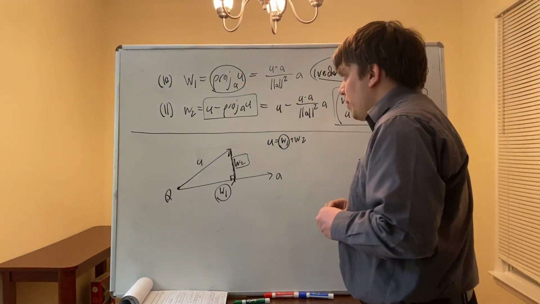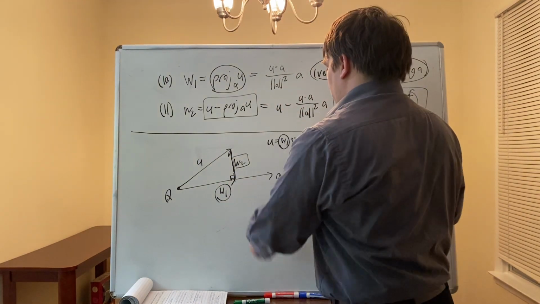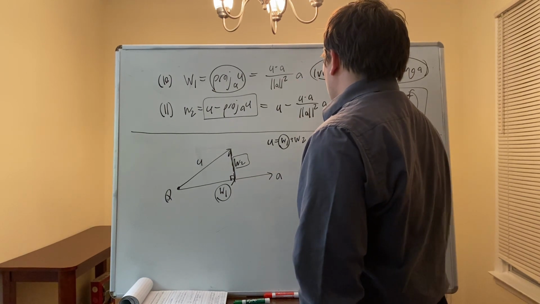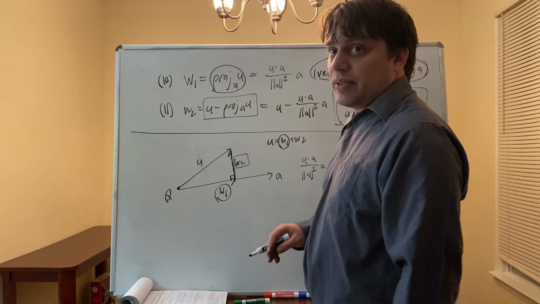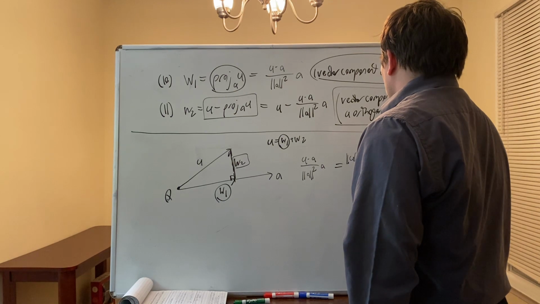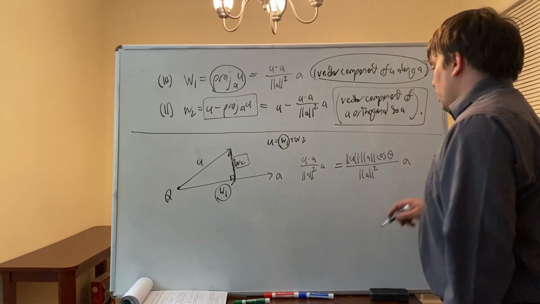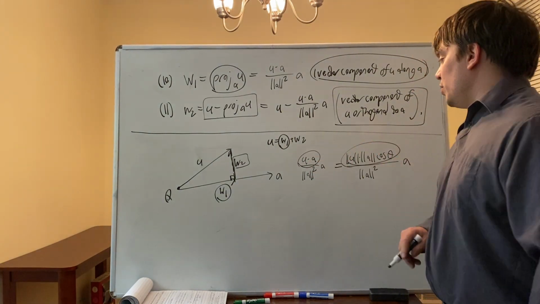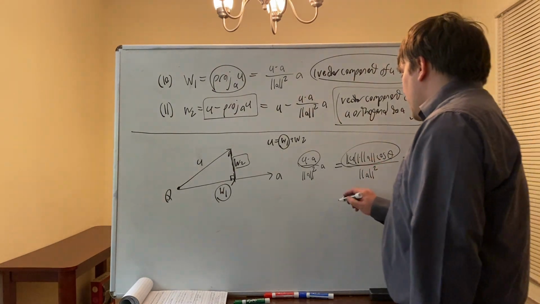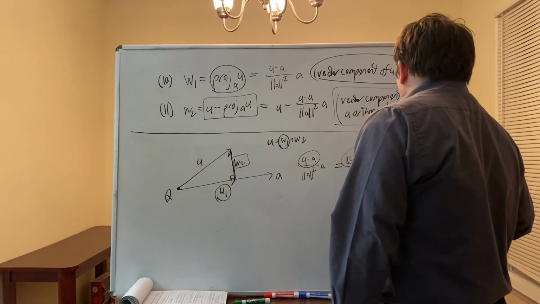Maybe I'll show you why that is. For w1, let's look at what (u dot a over the norm of a squared) times a is. Well, u dot a is the norm of u times the norm of a times the cosine of the angle between u and a. I just replaced u dot a by the definition. The norms of a cancel in the numerator and denominator, and you get the norm of u times cosine theta over the norm of a, times a.